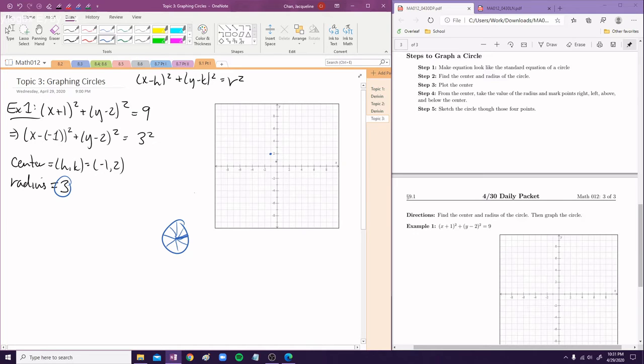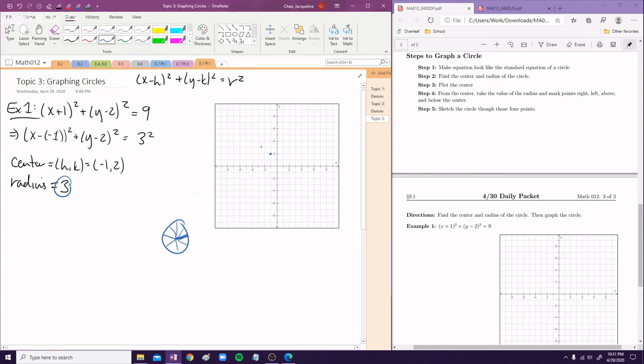So what am I going to do? I'm going to plot points from the center, knowing the radius. So what points am I going to plot? I'm going to plot the points from the top, left, bottom, and right. I'm not going to do diagonal because that is too much work. With the diagonal, you'd have to compute the distance.